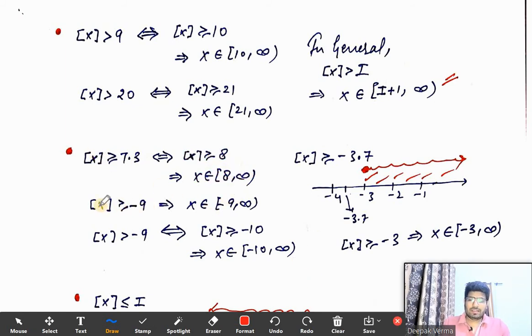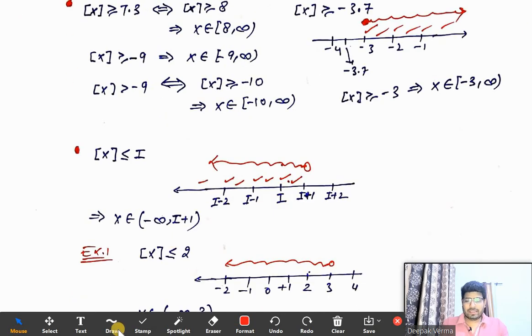Is it clear? Now if we have box x greater than or equal to minus 9, then this is an integer. So minus 9 to infinity, with minus 9 we get a closed bracket. Now if we have box x greater than minus 9, pay attention here, this is an important one. Negative integer but we don't have the equal to sign over here. This is wrong of course. This is not right.